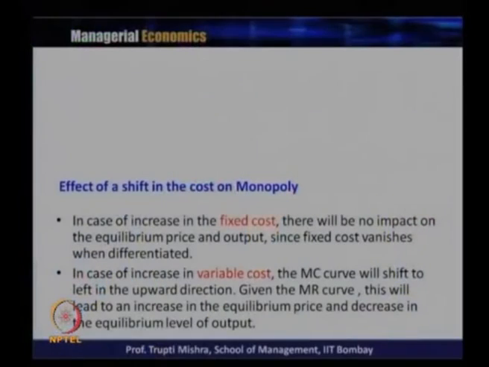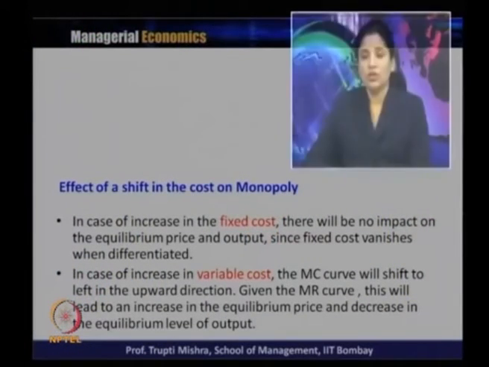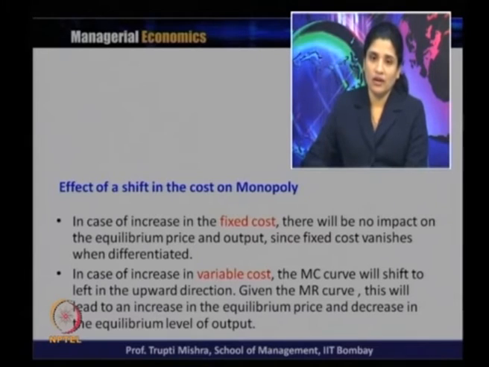Now we'll check what is the effect on the monopoly's equilibrium output and price when there is a change in the cost of production. The cost of production has two parts, one is fixed cost and the second is variable cost of production. In case of an increase in the fixed cost, there is no change in the equilibrium position even in the short run, because fixed cost will not affect the marginal cost as it is not variable in nature. So there will be no impact on the equilibrium price and output, since fixed cost vanishes when differentiated.